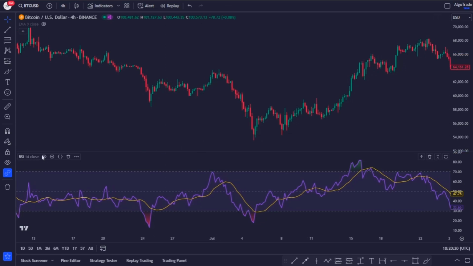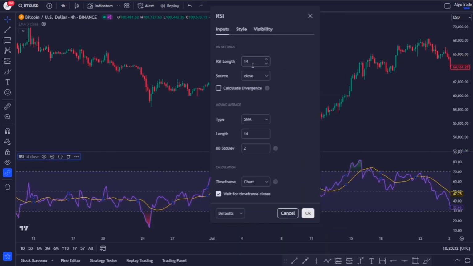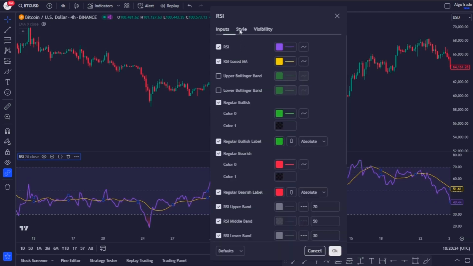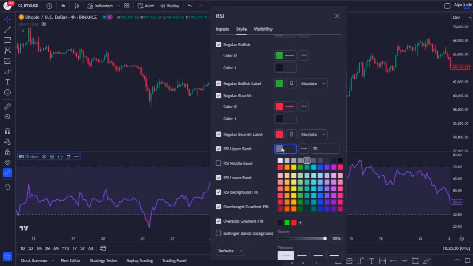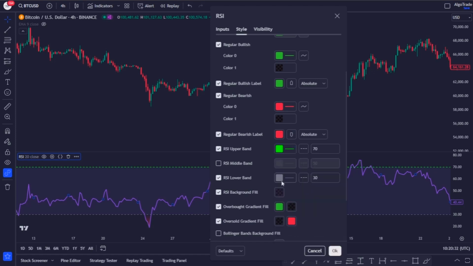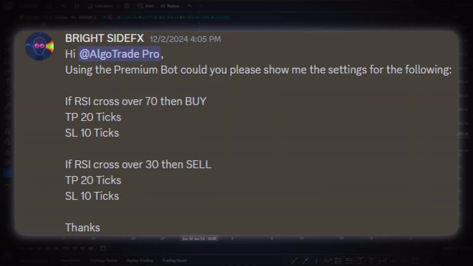For today's analysis, we will use it with a length of 20, and in the style section I will uncheck the RSI based MA and the RSI middle band. Then, to make it more visually appealing, I will change the RSI upper band color to green and the lower band to red. The rules, according to our Discord member, are simple.